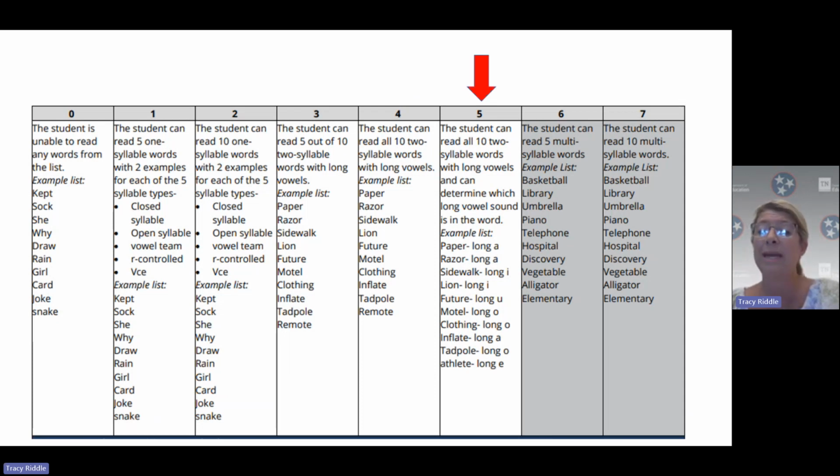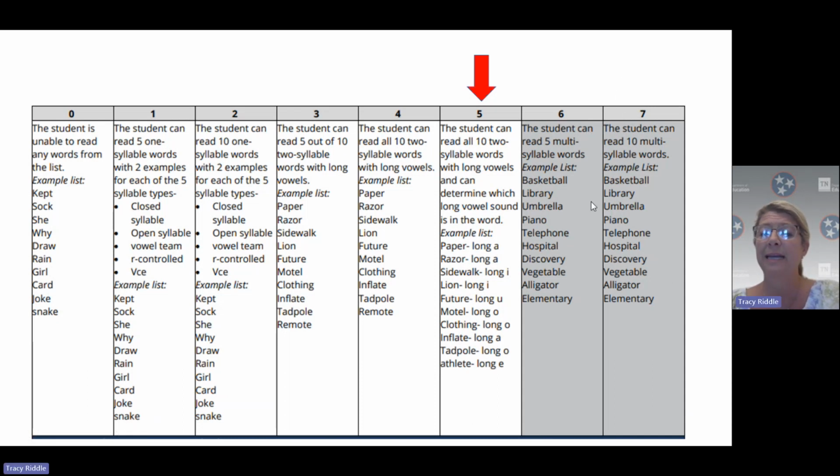At level 5, not only can the students read all 10 of the two-syllable words with long vowels, but they can determine what is that long vowel sound in the word. So, for example, the first word, paper, the student would not only read the word paper, but they would also tell you the long vowel sound is the long A. And they will do this for all 10 words. They can read the 10 words and identify the long vowel sound.